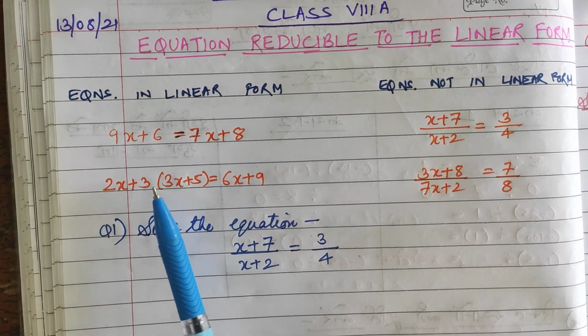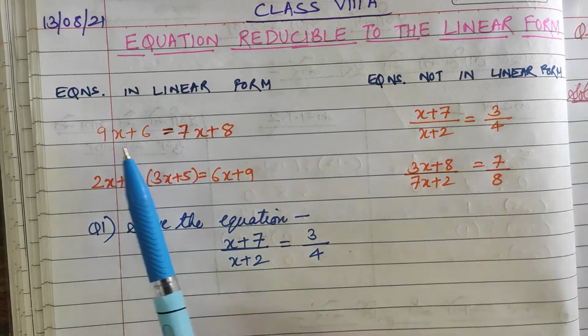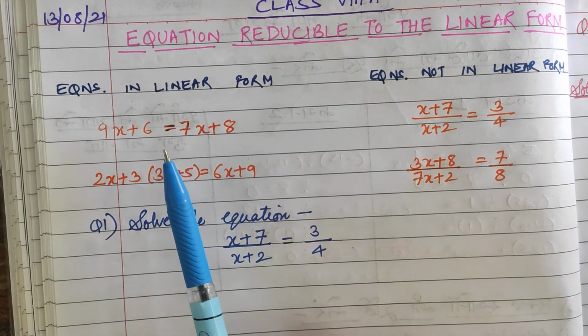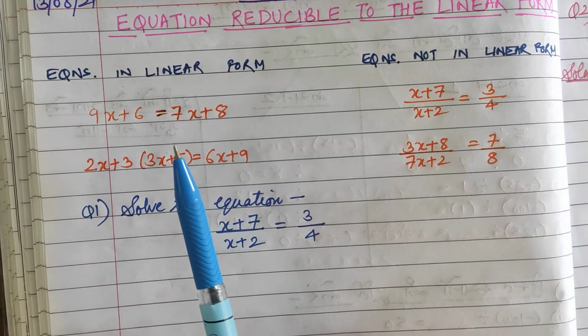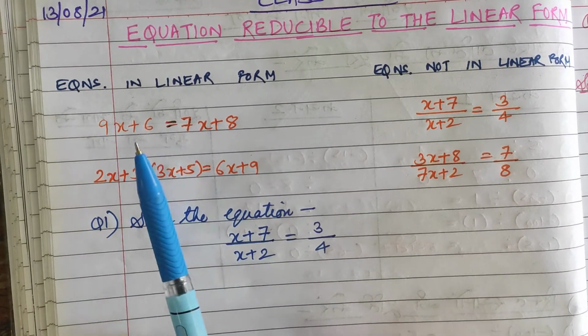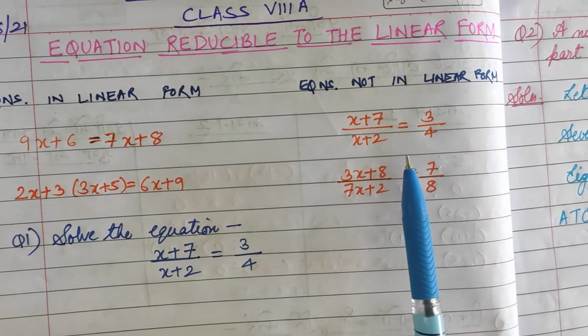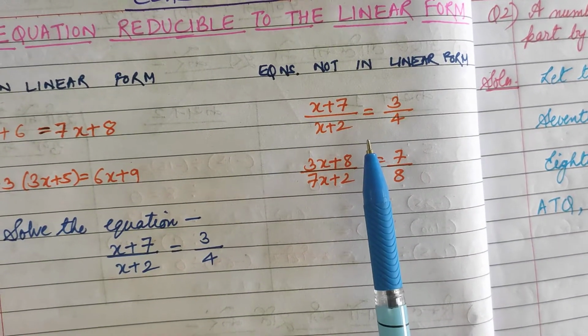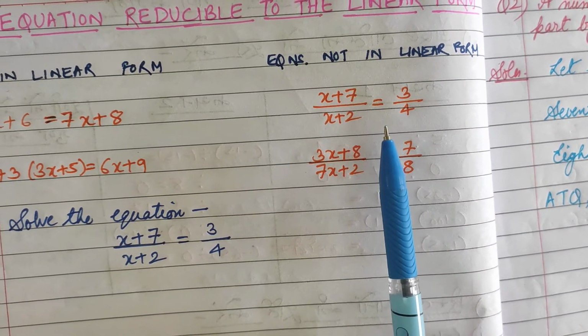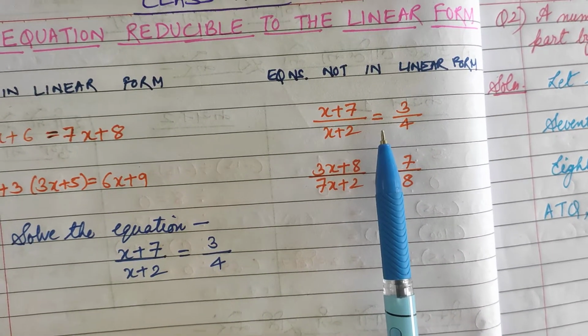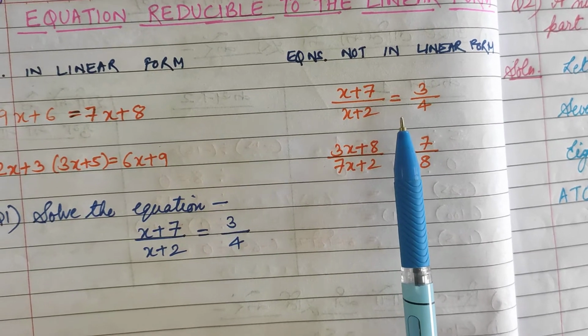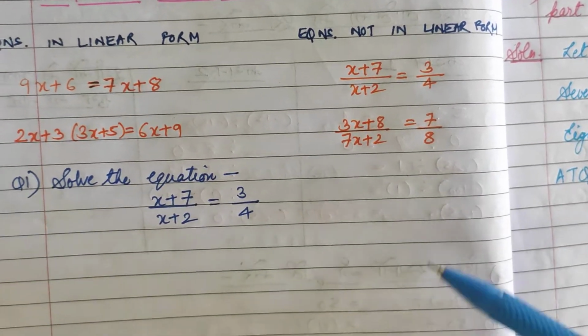Now these are just looking like linear equations. Basically, linear means when we represent it on graph paper, it forms a line, having power 1 of the variable. Now this is not looking like linear form, but we can reduce it to linear form. How can we reduce it? That we are going to learn today. So let's start now.